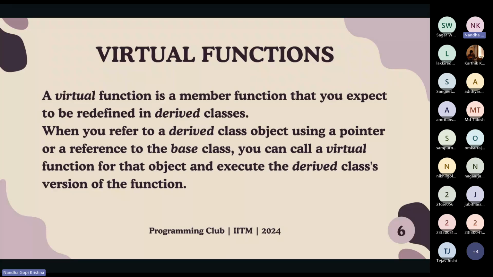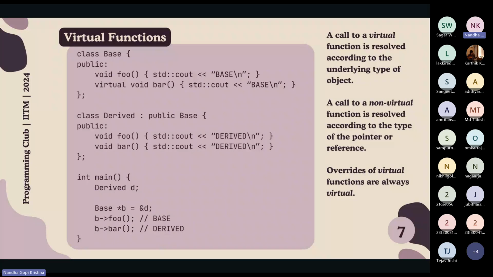Now, to better understand this, let me show you a demonstration. So over here, we have a base class that has two public methods, foo and bar. Foo is not a virtual function. It is a normal function that outputs base. Similarly, bar also outputs base, but bar is a virtual function. Derived is another class that derives from base publicly. It overrides both foo and bar with its own implementation, outputting derived in both cases.